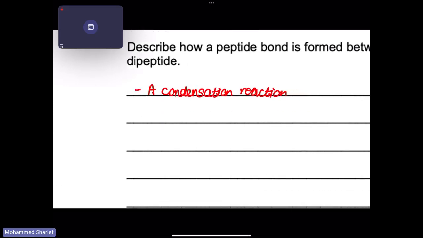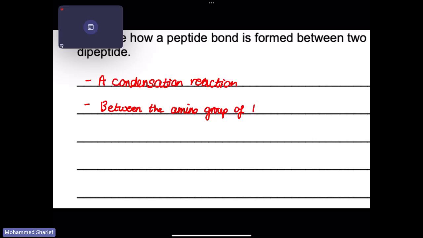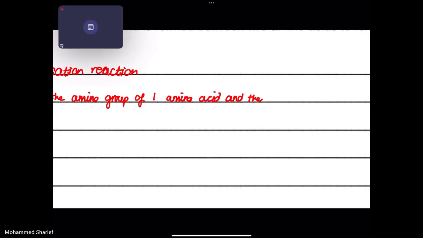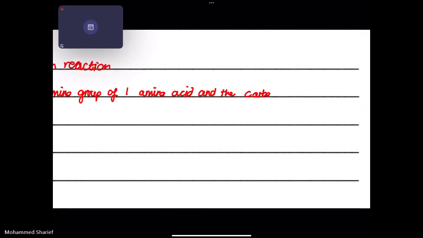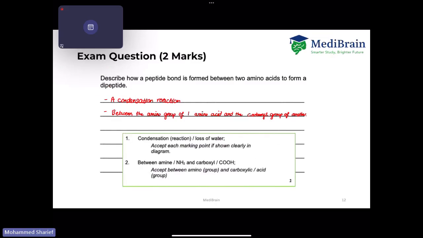Okay, so between the amino group of one amino acid and the carboxyl group of another. Okay, so condensation reaction or loss of water between amine, NH2, and carboxyl. That would have got you 2 marks.